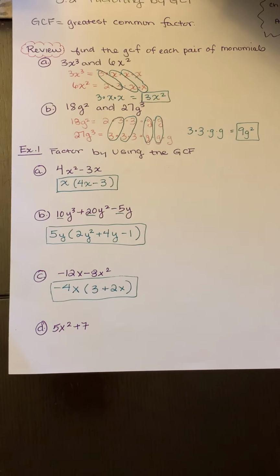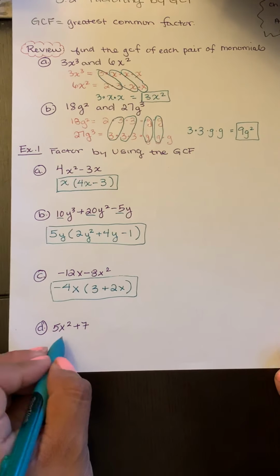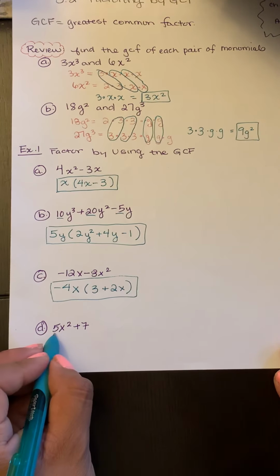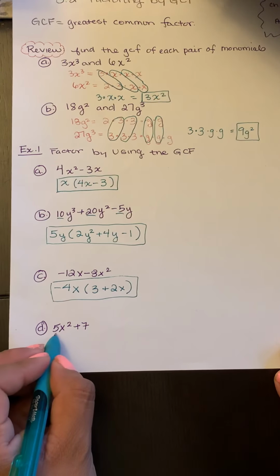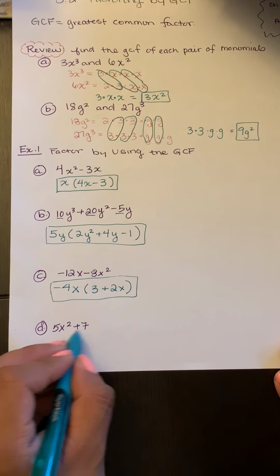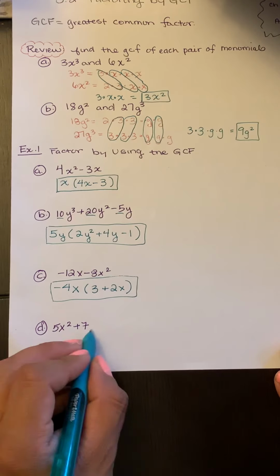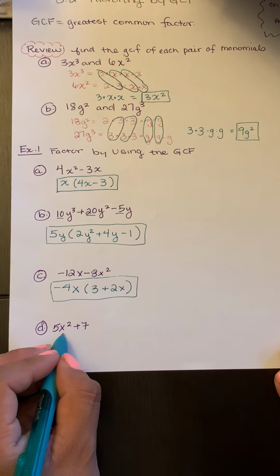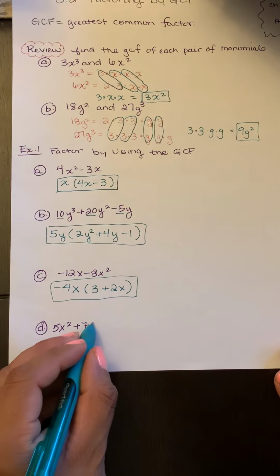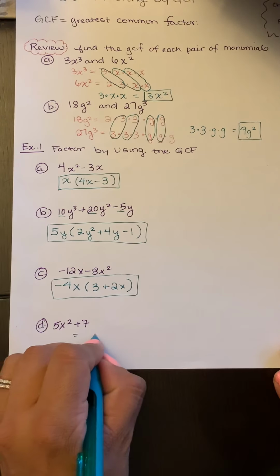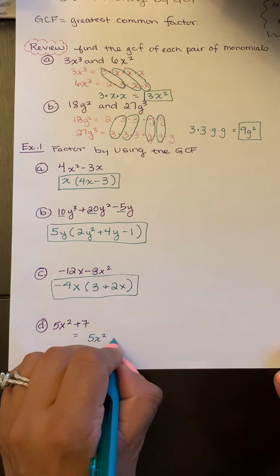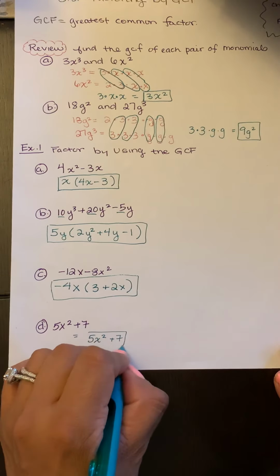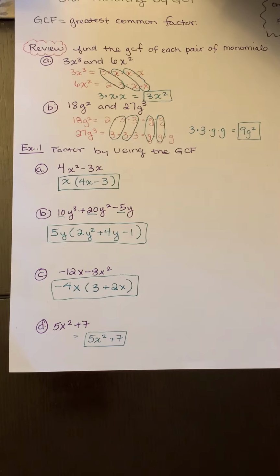Okay, let's take a look at the last one. D, 5x squared plus 7. I'm looking at my 5. I'm looking at my 7. They don't have anything in common. There's no GCF that I can pull out from a 5 and 7. Now let's look at our variable. We have x squared. We don't have a variable here, students. So your final answer is going to be simply 5x squared plus 7. Nothing is going to change. Okay?